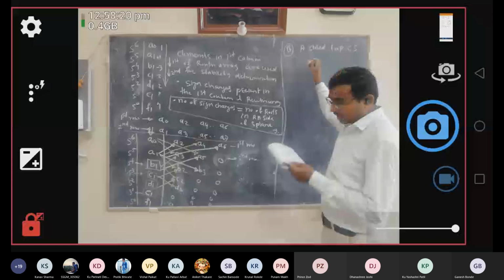Find the stability of the system using the Routh array method. Write down the solution.